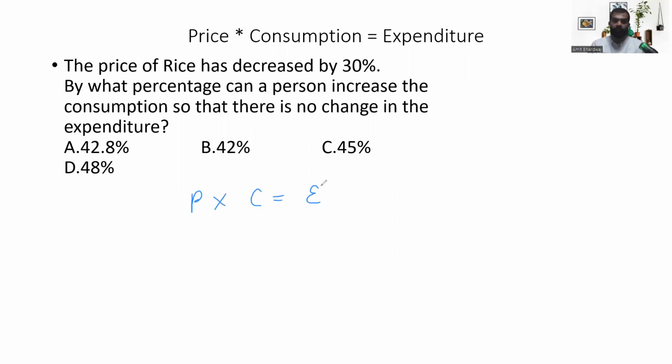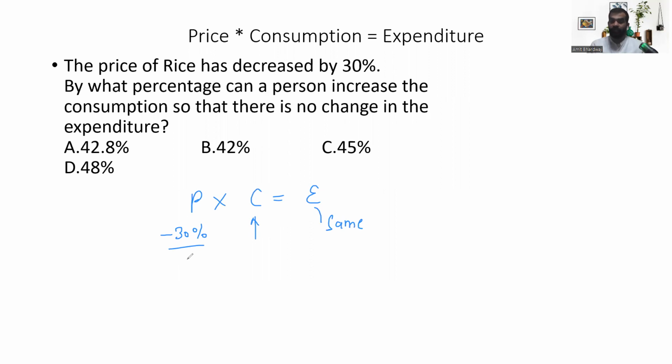Price of rice has decreased by, now we all know price into consumption equal to expenditure. Same thing we have to apply. Price of rice has decreased by 30%. So this is decreased by 30%. Okay. By what percentage can a person increase the consumption? What should be the increment in this part? No change in the expenditure. This will remain the same, as we have already discussed with all of you, right?